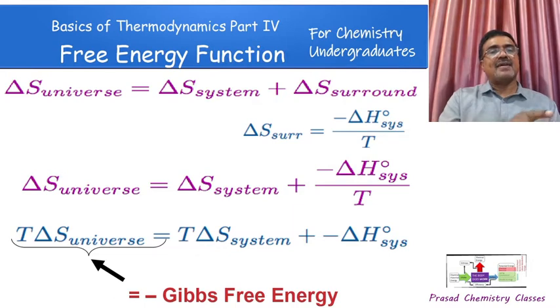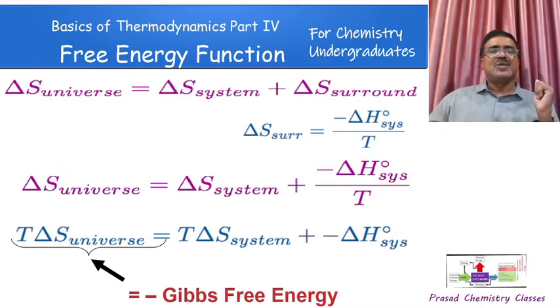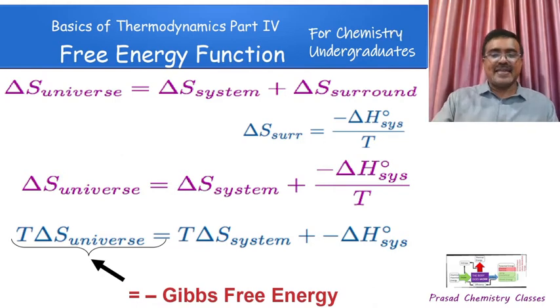So we can consider T delta S universe is equal to minus Gibbs free energy, or minus delta G system. T delta S universe is equal to minus delta G system. That is our significant expression. So this delta G system stands for the total change in entropy multiplied by the temperature at which the process takes place. That is it. So it is another way of expressing the total change in entropy of the universe. So it is standing for the total entropy, and hence we can use it as a criterion for spontaneity. That is it.